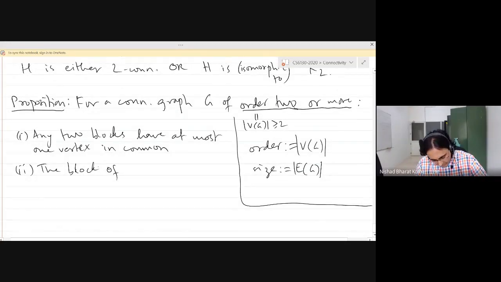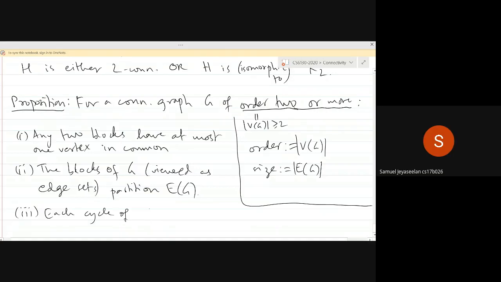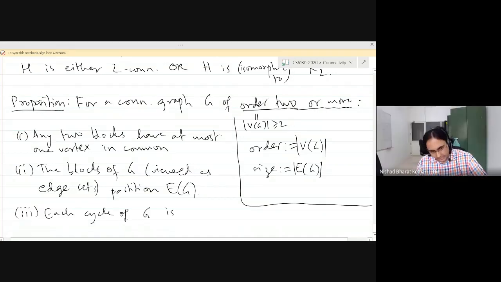The blocks of G, viewed as edge sets, partition the edges. So what does partition mean? Can someone tell me what partition means? Mutually disjoint and exhaustive sets. Exactly, that's right. So let's make a drawing. Each cycle of G is contained in precisely one block of G.